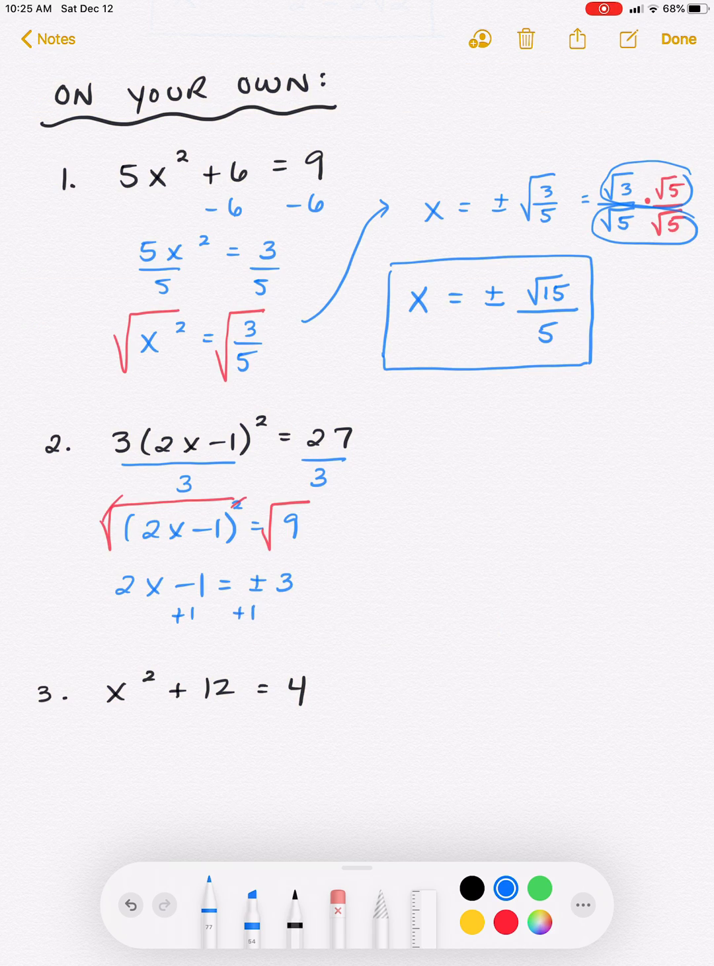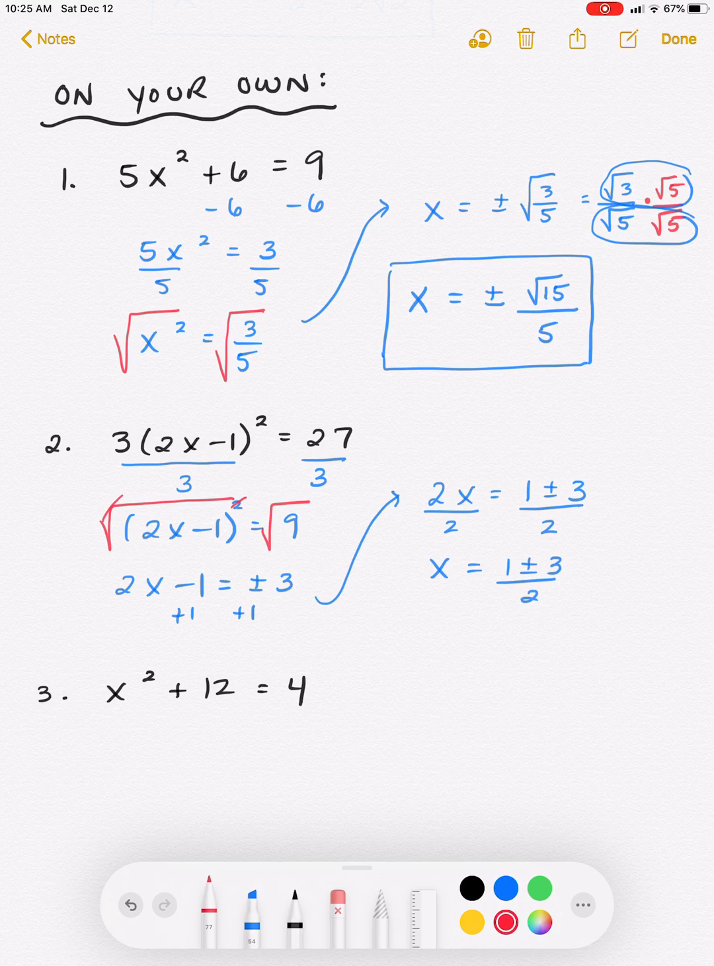Let's add 1 to both sides. And so this is going to be, you know what, I'm going to swing right up here with my work because I'm running out of room. 2x equals 1 plus or minus 3, right? Because we added it over. And then we're going to divide by 2, and we get 1 plus or minus 3 divided by 2.